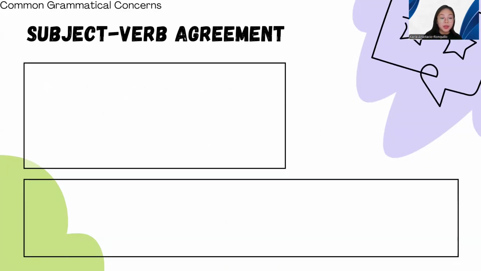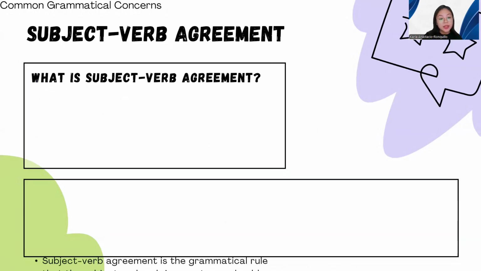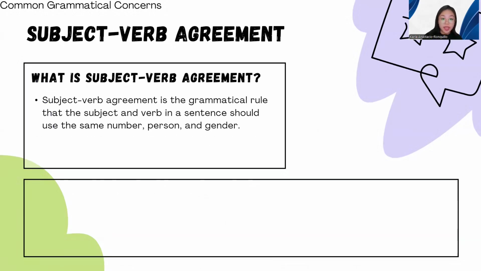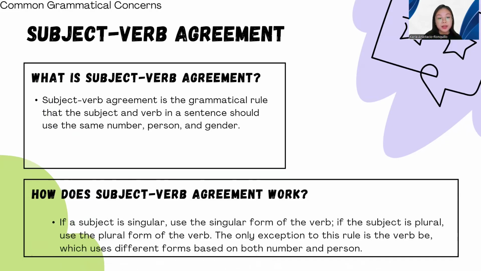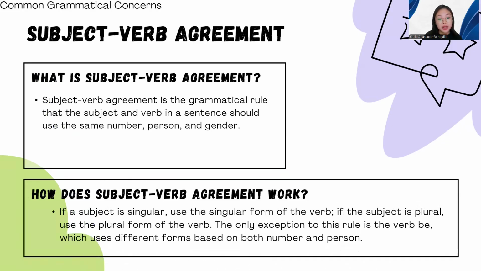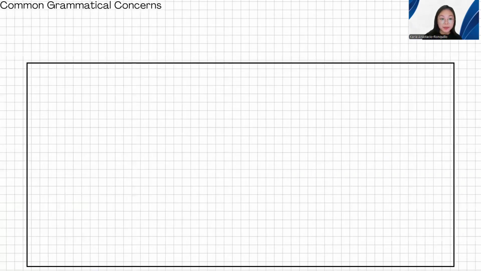So one of the most frequent issues is subject-verb agreement. This is where the subject and the verb in a sentence must match in number. So how does subject-verb agreement work? If a subject is singular, use the singular form of the verb. If the subject is plural, use the plural form of the verb. The only exception to this rule is the verb be, which uses different forms based on both number and person.